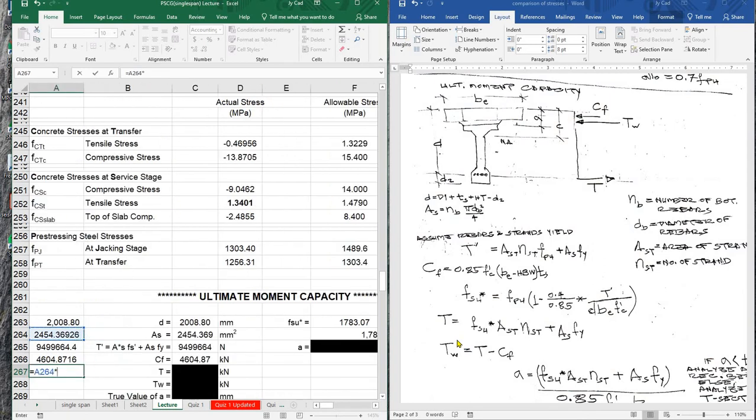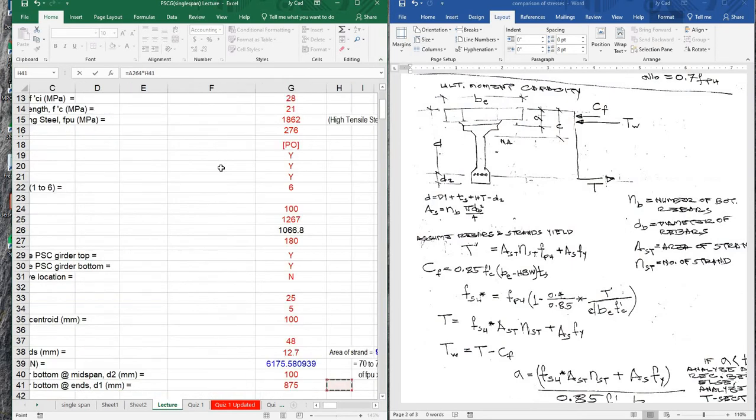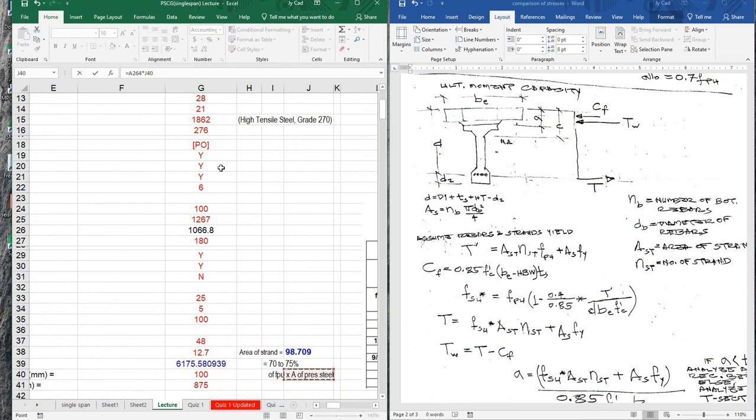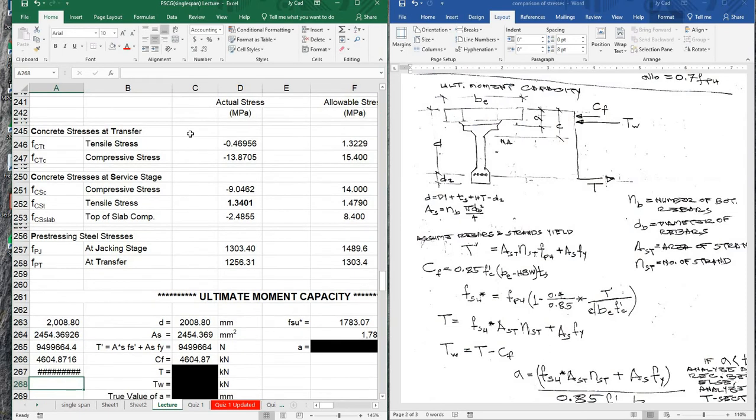Then, multiplied by area of strand tsaka number of strand. Dito yan sa taas. And then, this is the number of strand plus AS FY. Okay? So, unahin ko na si FY. Yan yung 276. Times AS. Ito siya. Then, I will press enter.